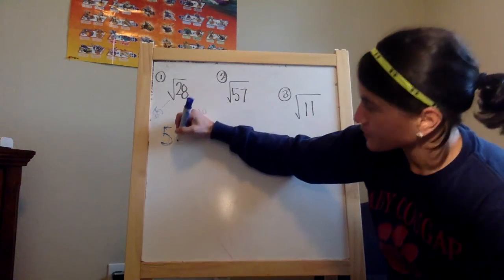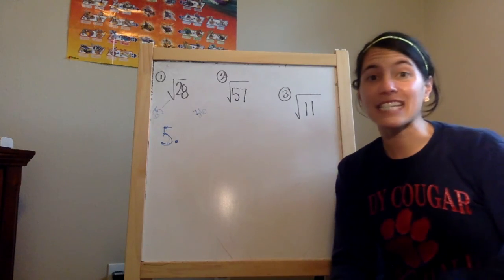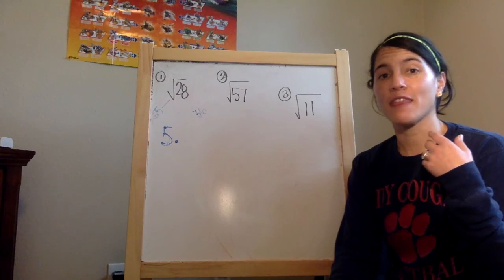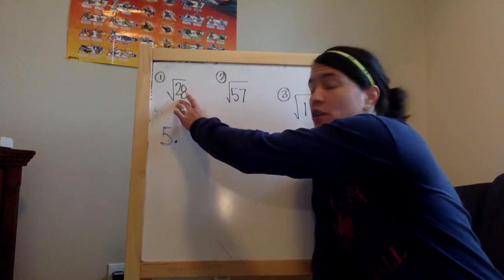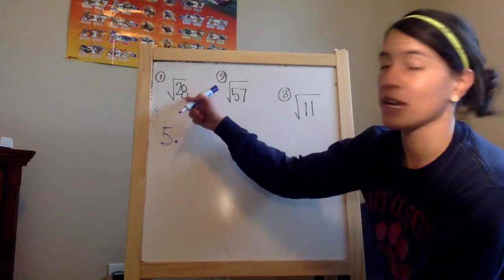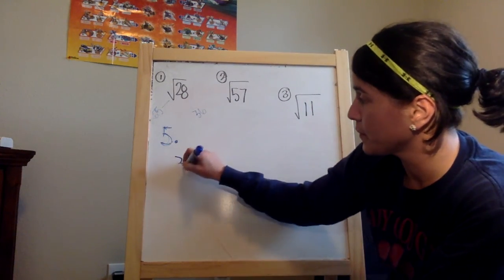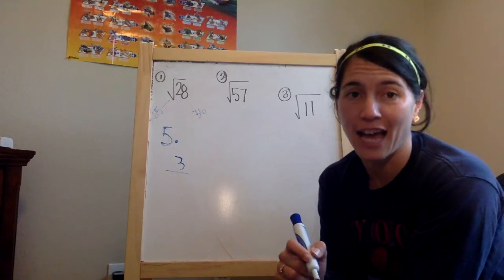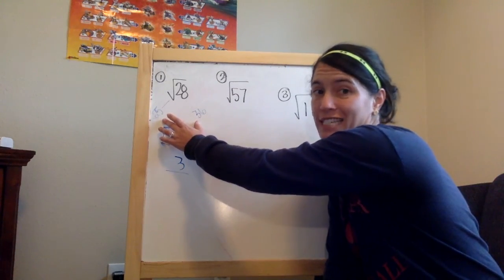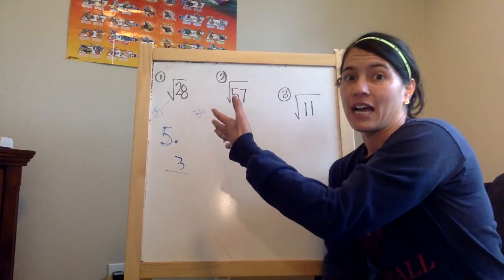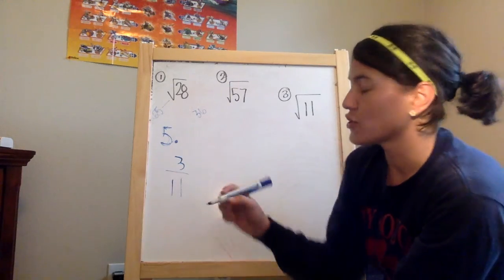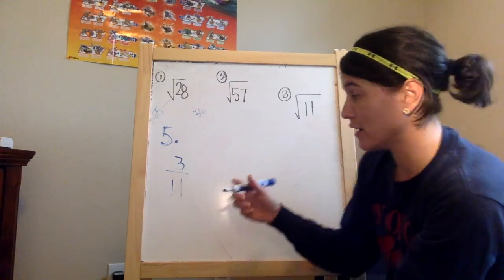5 point something. Now, to get to the nearest tenth, we have to do two things. We have to find the difference between the number we're talking about and the first number. The difference here is 3, 28 minus 25. And we need to divide that by the difference between the perfect squares. Between 25 and 36, that is 11. So we divide 3 by 11.